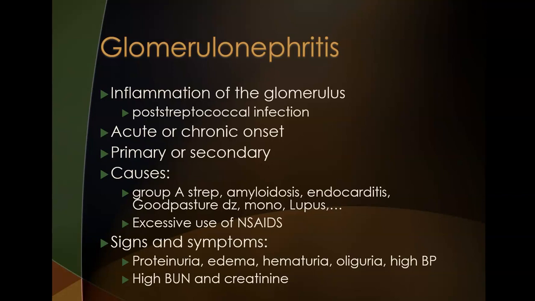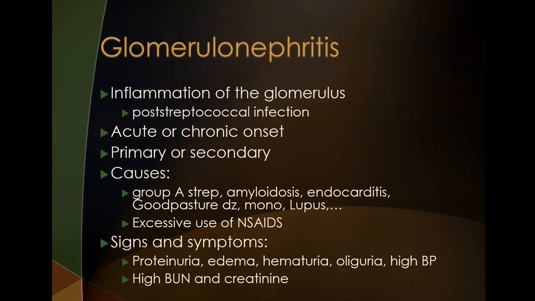Primary glomerulonephritis means the glomerulus is inflamed, and that's just the primary disease. The secondary is a side effect of another disease. For example, the post-streptococcal infection would be an example of a secondary one, because the primary problem was the strep infection, and then the glomerular nephritis came secondary to that.